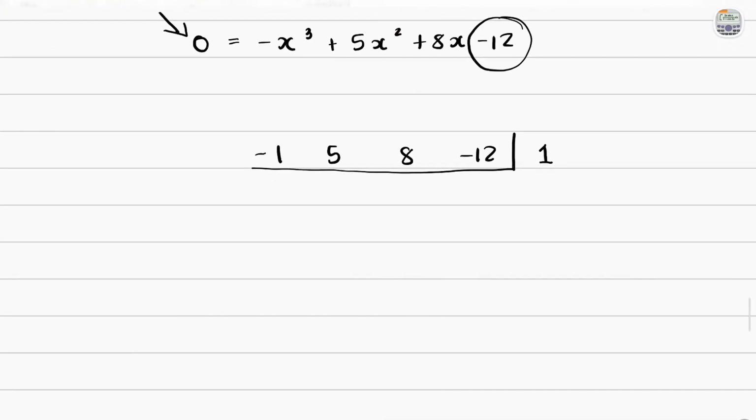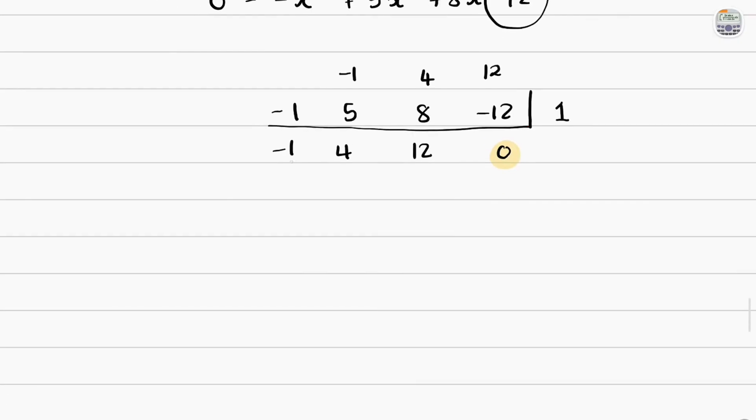Okay, and now let's find the factors. So we drag negative 1 down, and then we say negative 1 times 1, and that gives us negative 1. So negative 1 plus 5, because this is positive, gives us positive 4. 4 times 1 is 4, and then 4 plus 8 is 12. And then 12 times 1 is 12, and 12 minus 12 is 0, and we end at 0, so we know that this is correct. Okay, so this is what we have.